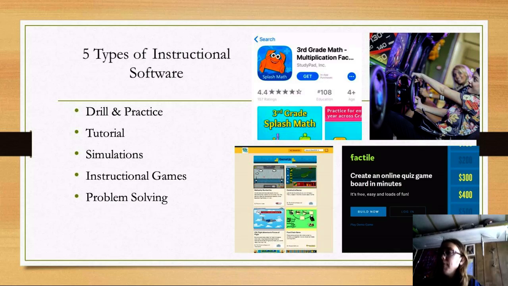And then problem solving, there's 2 types. The first type is the software actually teaches directly the strategies used in problem solving, or the second type is they give the learners the opportunity to learn problem solving strategies through the problems and through the games that they're playing.